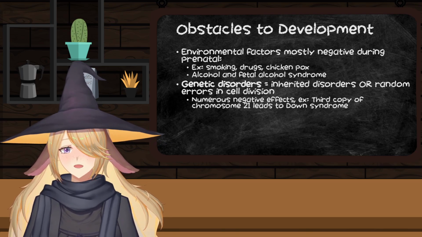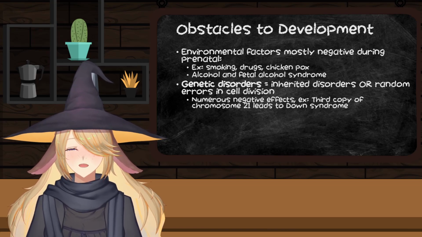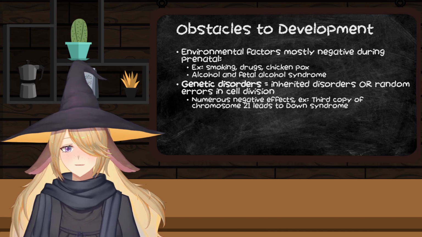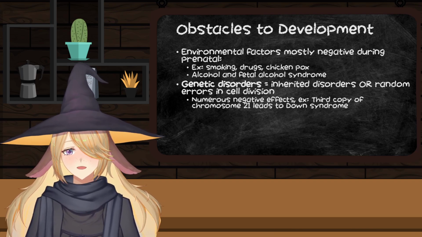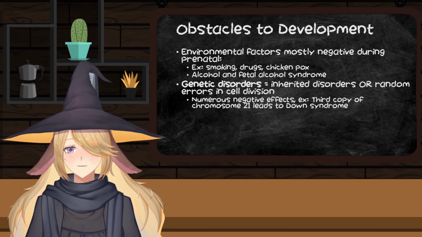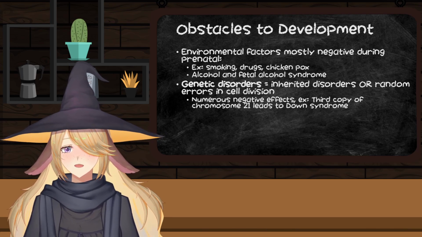Now, genetic disorders can also develop at this period, and those can be a combination of either inherited disorders or just random errors in cell division. Think about it. If all those cells are being generated every minute, sometimes things just go wrong. So, for example, having a third copy of chromosome 21 of the chromosomes that we have as human beings has been connected to the development of Down syndrome symptoms.